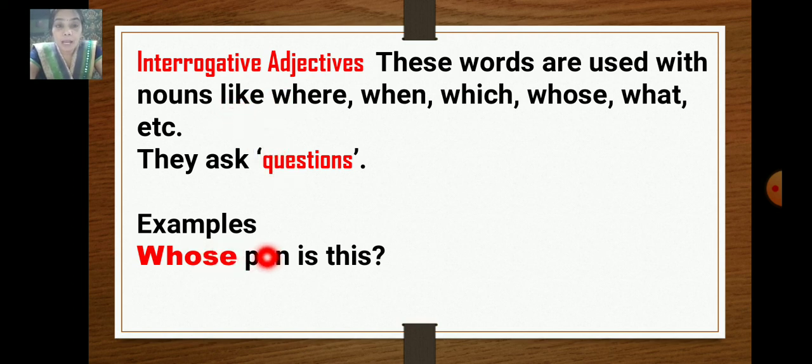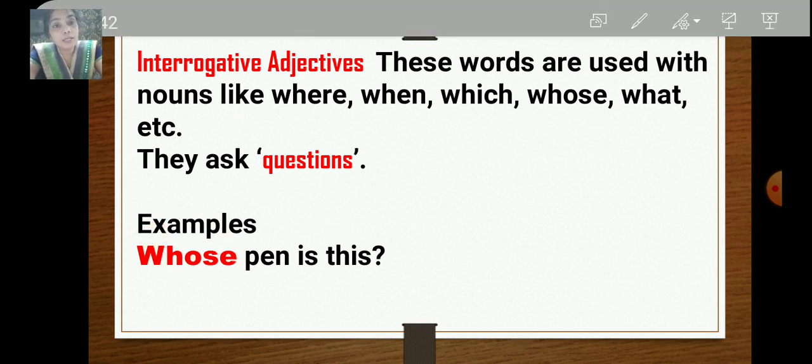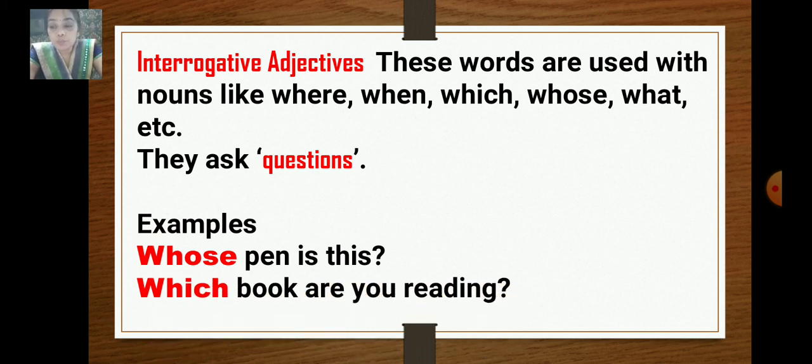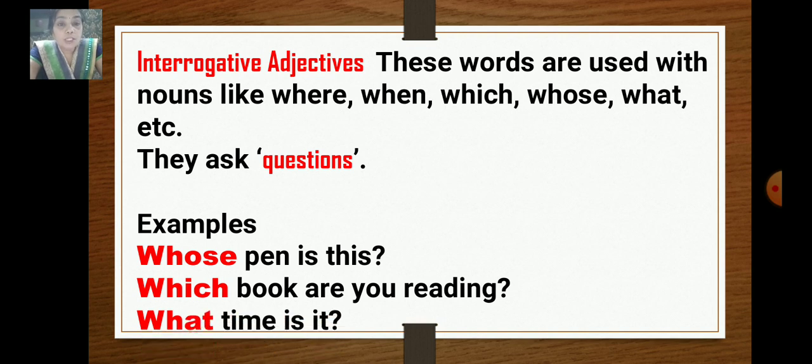Whose pen is this? The word whose is a question word. So it is an interrogative adjective. Which book are you reading? The word which is an interrogative adjective. What time is it? So the word what. So all these are interrogative adjectives, the question words. If you find any question words, you can easily tick the answer as an interrogative adjective.